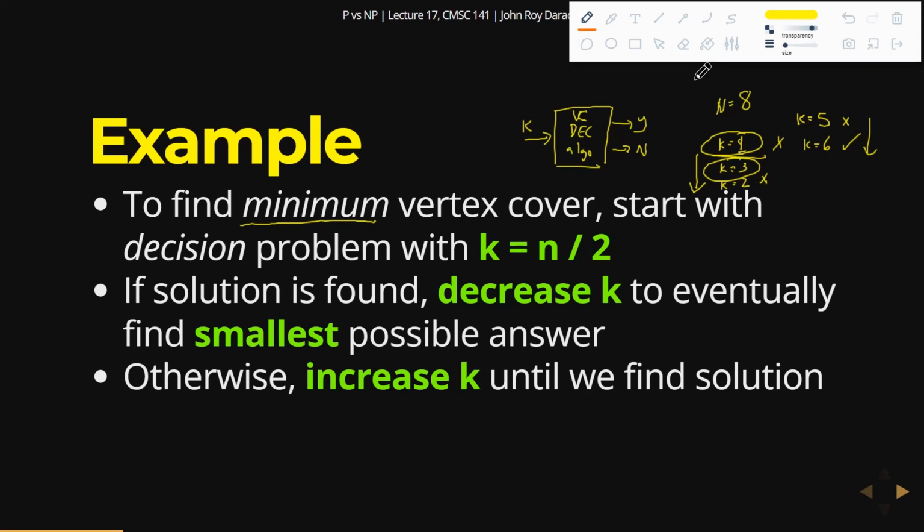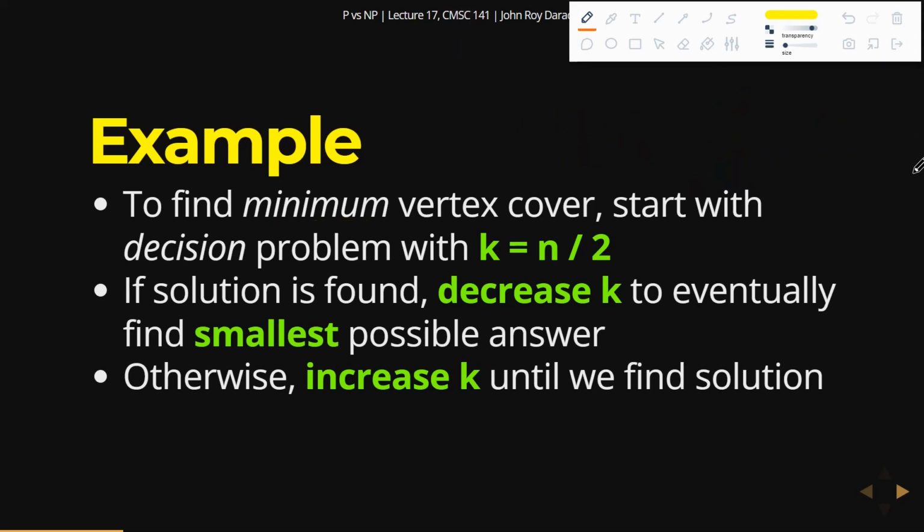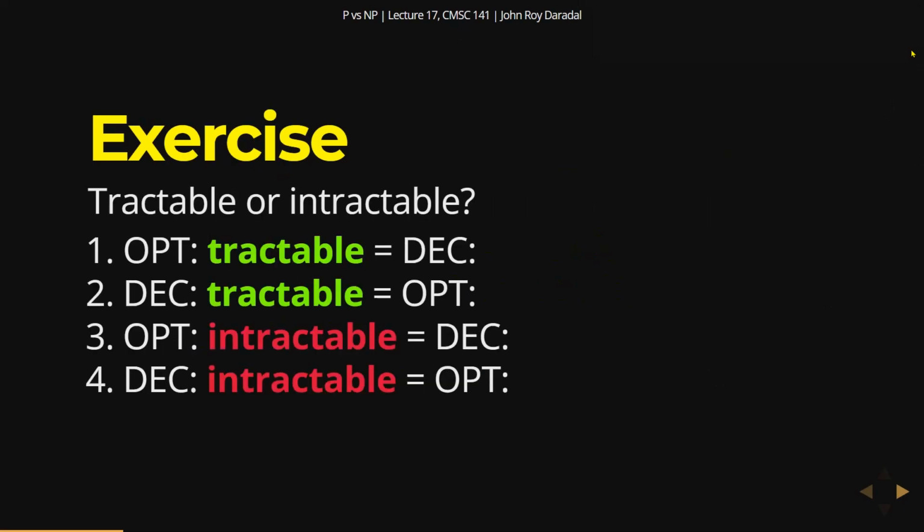But this is the process of how you can use the decision algorithm repeatedly to find the optimum answer. Okay, so for the optimization version, you can also find the solution this way. Okay, so yeah, that is how they are related.